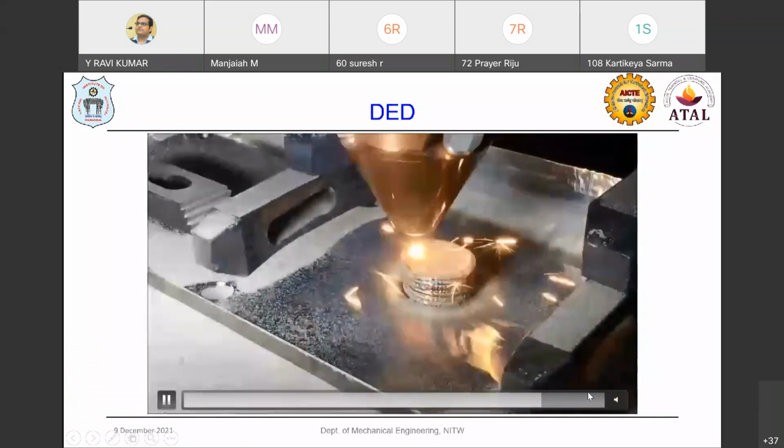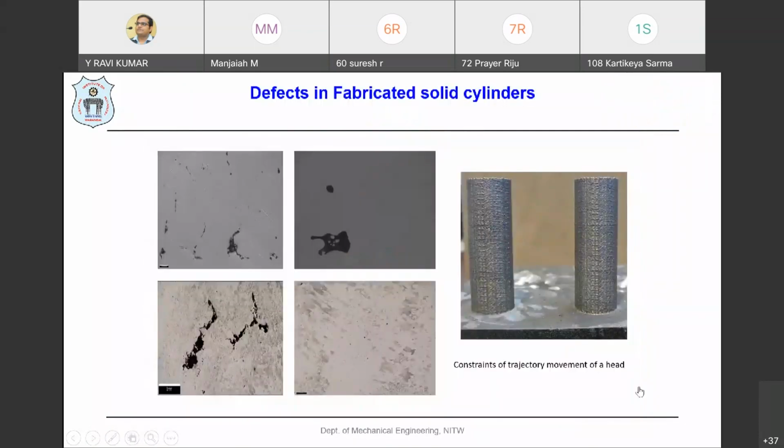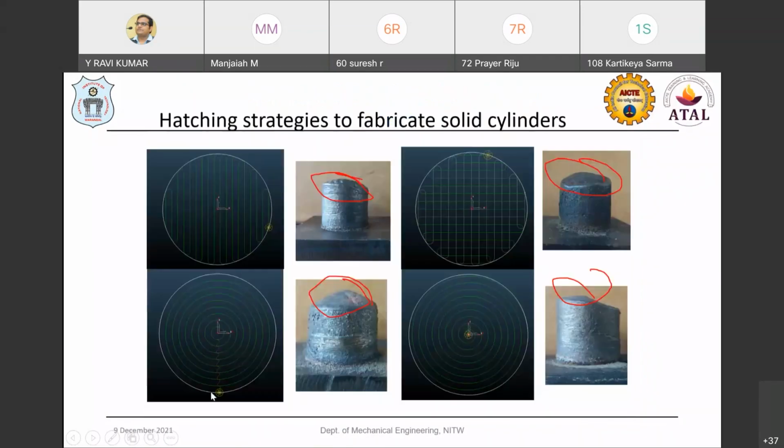This is how the components are manufactured. Why are we having these kinds of geometrical defects? Because of the accumulation of heat. Even in the metallurgical aspects, the porosity or lack of fusion takes place, where the successive start and stop is going to take place in each layer. Here you can see the start and stop taking place. In this zone, we have so many defects.